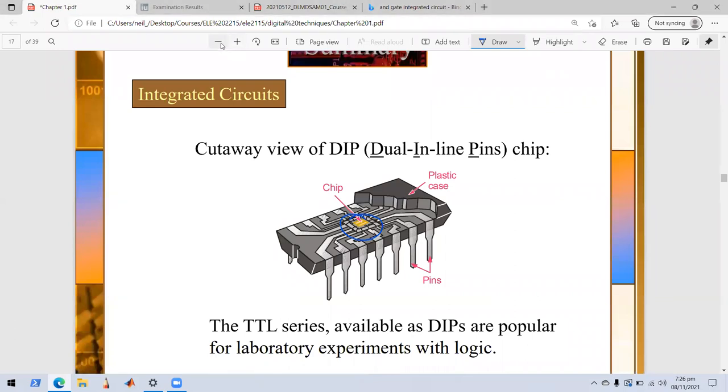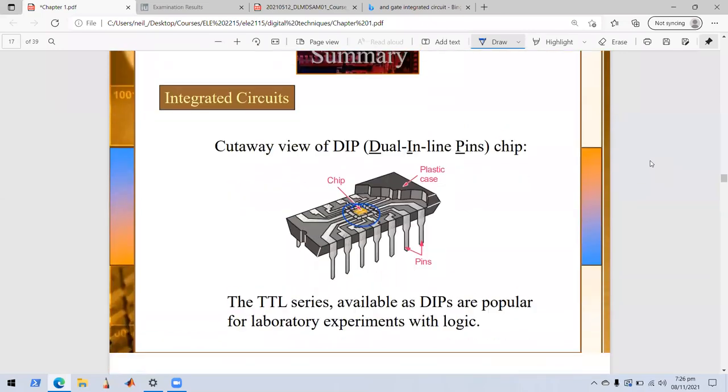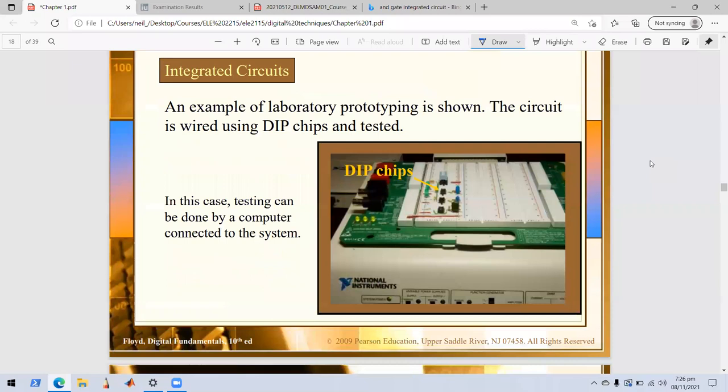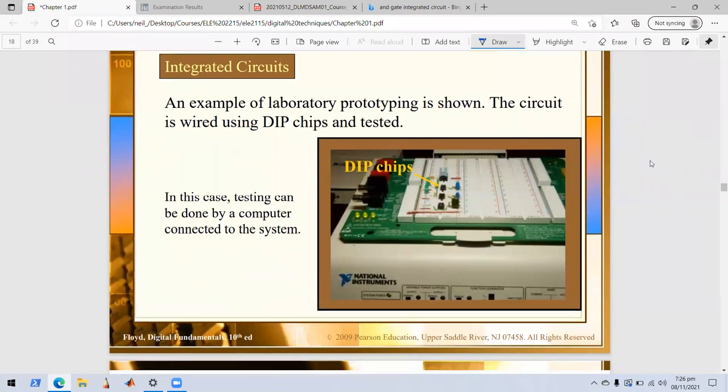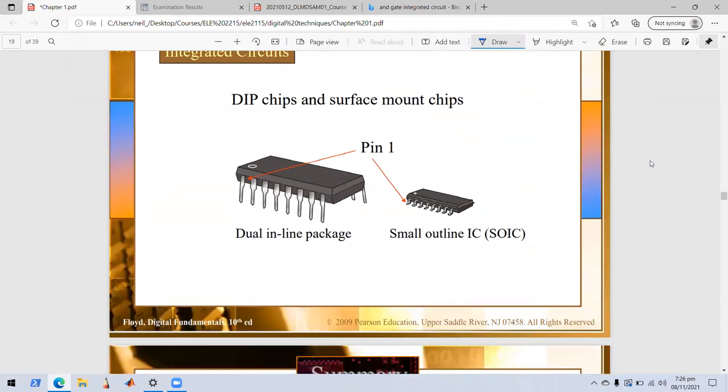So when you want to physically build these things, you would just go out and buy an IC and then solder up the IC. Good. This is just a picture showing what that DIP chip would look like on a breadboard. There are also other different packages. The dual inline package is not the only way they can come.